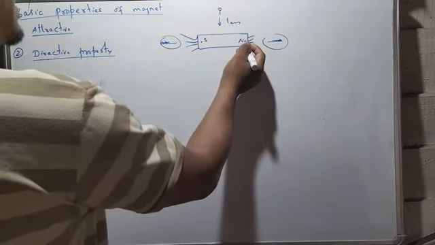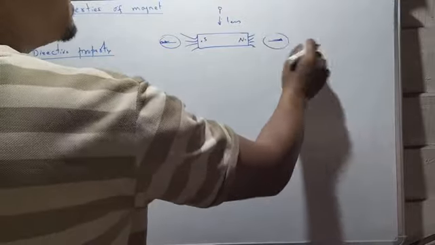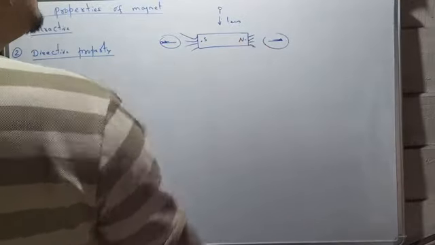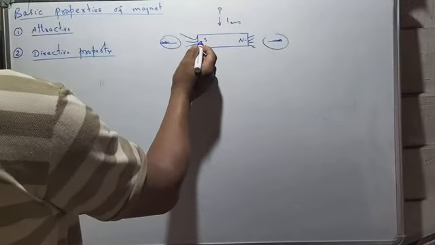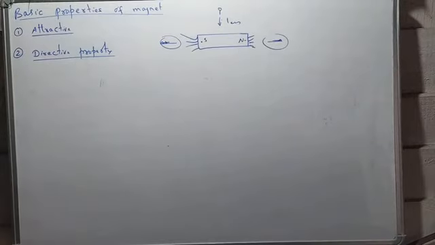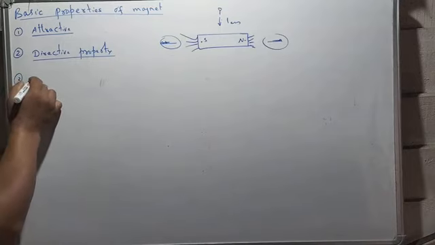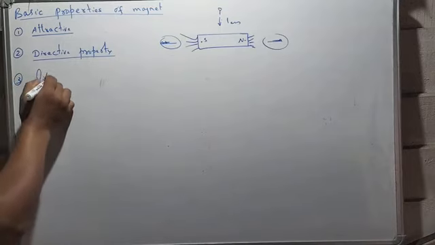And this pole of the magnet, which points towards the geographical north of the earth, is known as the north pole. And this pole of the magnet, which points towards the geographical south of the earth, is known as the south pole.